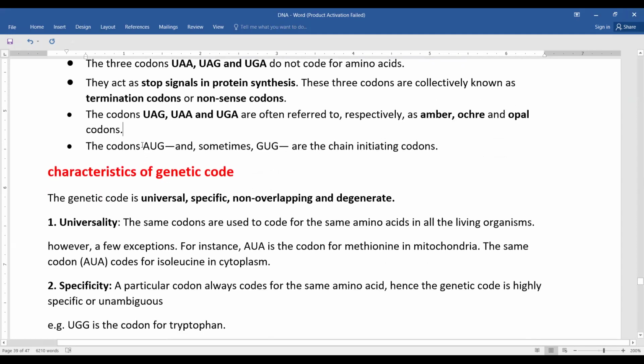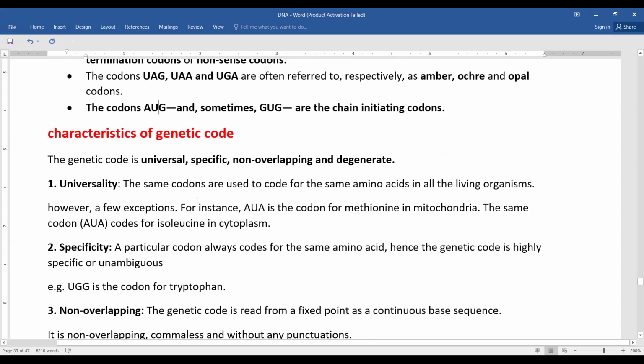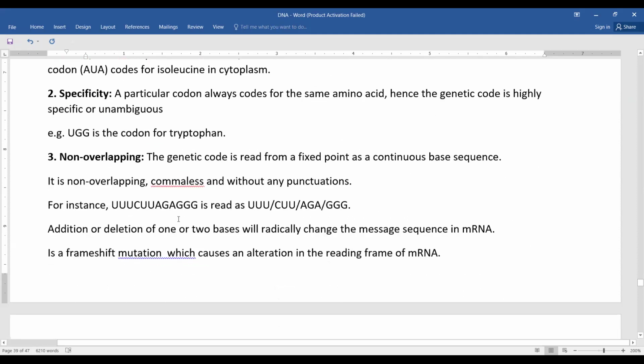And the codons AUG and GUG are the chain initiation codons. As I said earlier, in 99% of organisms AUG will be the initiation codon, but in some mitochondrial protein synthesis, the first initiation codon is GUG. Anyway, AUG codes for which amino acid? Methionine, right? You remember, I have already told you. This is also a very, very important point.